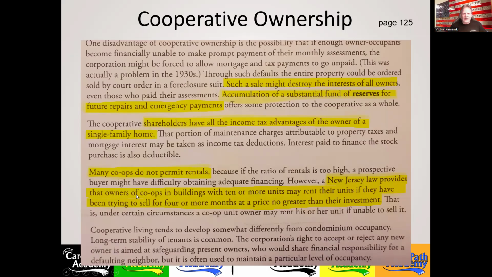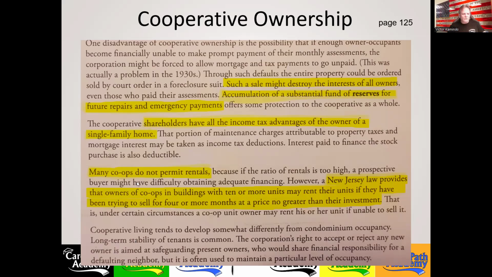So New Jersey law provides, however, that owners of co-ops in buildings that have 10 or more units may rent their units if they're having difficulty trying to sell theirs for 4 or more months at a price no greater than what they purchased it for, their initial investment. So if you try selling your co-op for at least 4 months at no more than what you bought it for, and you're unable to sell it, then New Jersey law requires allowing the owner of the co-op to rent it.